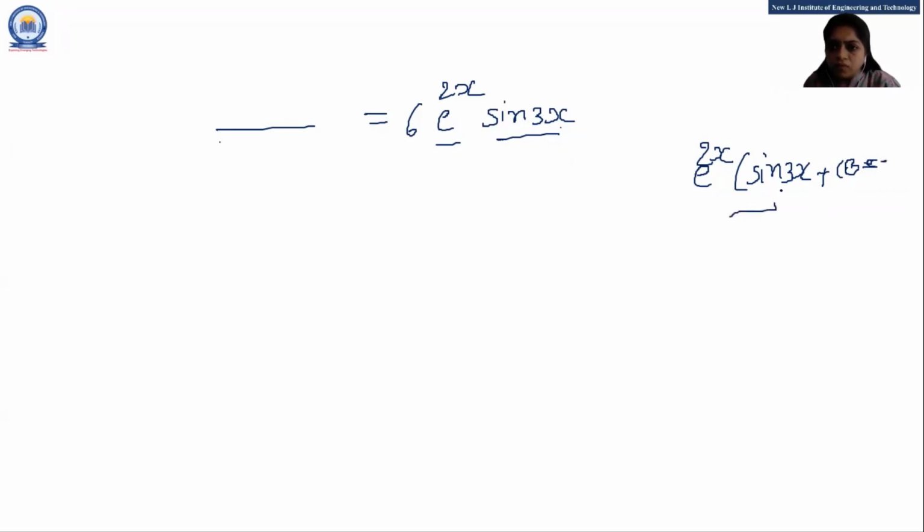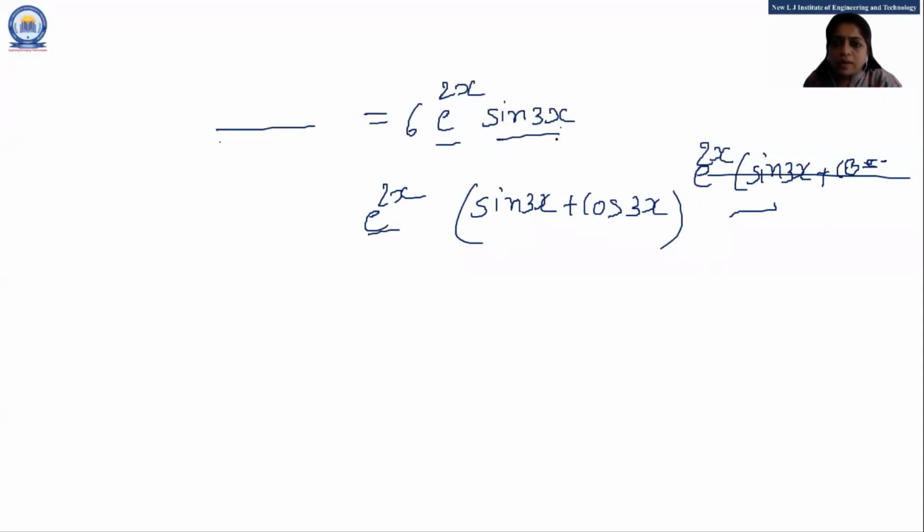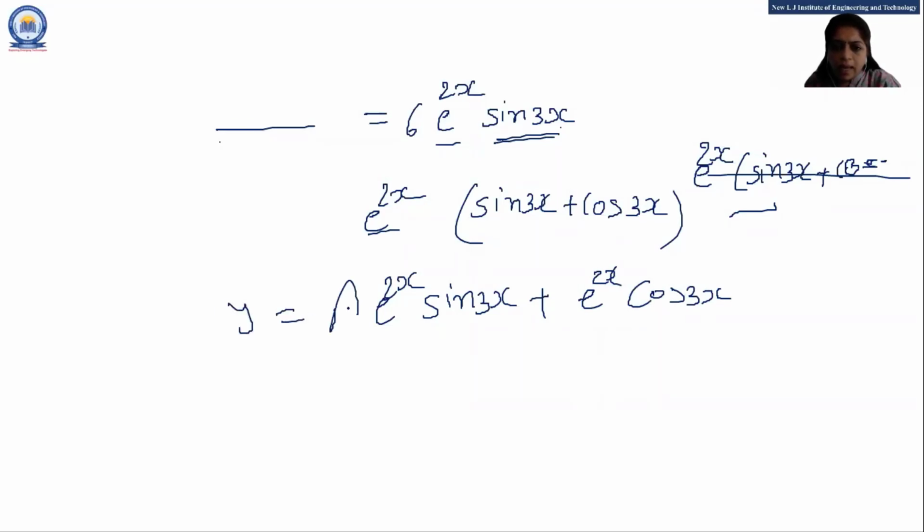In the family of e raised to 2x, there is only e raised to 2x. In the family of sine 3x, sine 3x and cos 3x, right? So we have to multiply the family of e raised to 2x with the family of sine 3x. So we have two different members. One is e raised to 2x sine 3x. Another member is e raised to 2x cos 3x. So for the particular integral, I have to write a e raised to 2x sine 3x plus b e raised to 2x cos 3x. Okay.